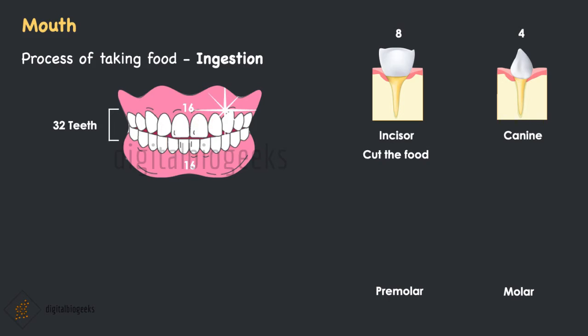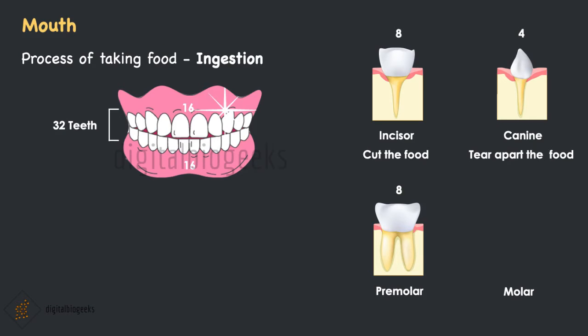There are 4 canines. Canines are used for tearing apart the food. Premolars are the permanent teeth. We have 8 premolars in total.